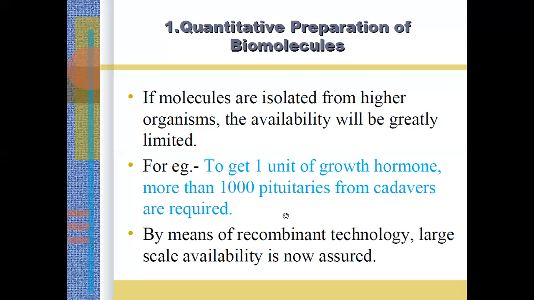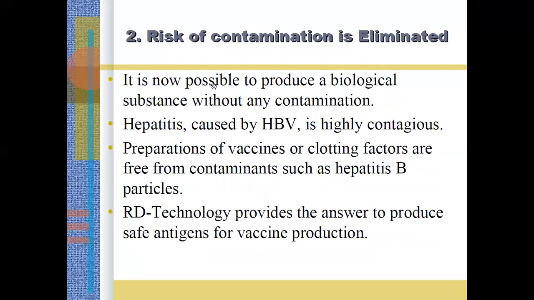So for overcoming this, we will use the recombinant technology process. And this recombinant DNA technology has enabled the large scale availability of a particular material by employing various techniques like PCR and others. So what are the risks of contamination in recombinant DNA or genetic engineering technology? The risk of contamination is also eliminated, and now it is possible to produce a biological substance without any contamination.